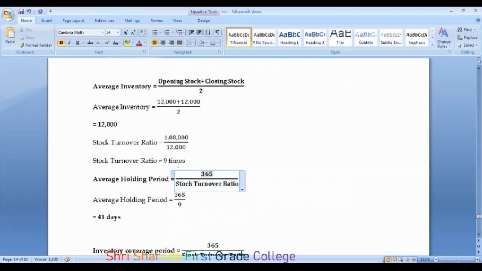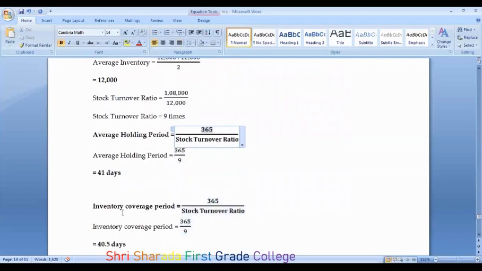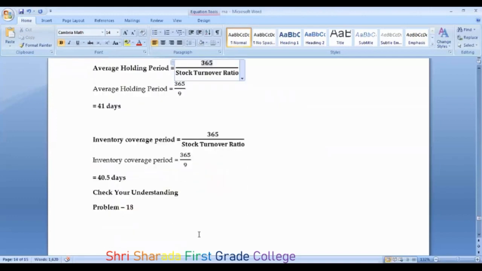The stock turnover ratio that you have computed is 9 times, so divide 365 by 9. The inventory coverage period is also nothing but 365 divided by the stock turnover ratio. So it can be indicated as either 41 days or 45 days. 365 divided by 9. Okay.